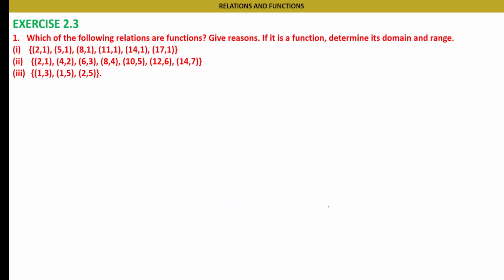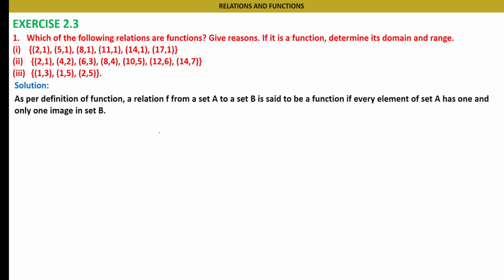Let us see exercise 2.3. First question. Which of the following relations are functions? Give reasons. If it is a function, determine its domain and range. So here we need to find out which are functions, give the reason, and find the domain and range. First one. As per the definition of a function, a relation f from a set A to a set B is said to be a function if every element of set A has one and only one image in set B.